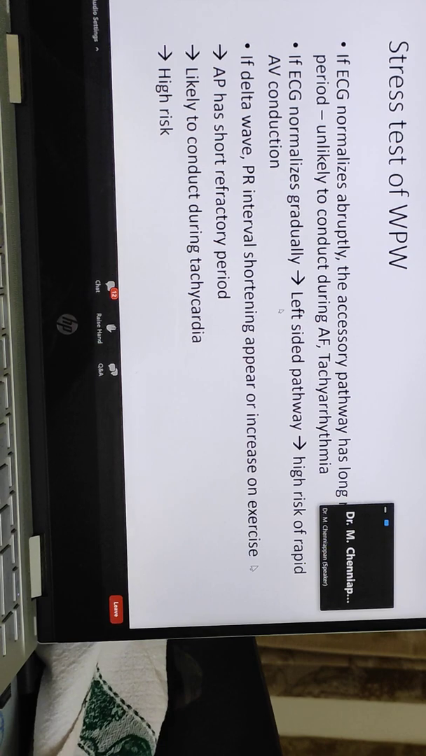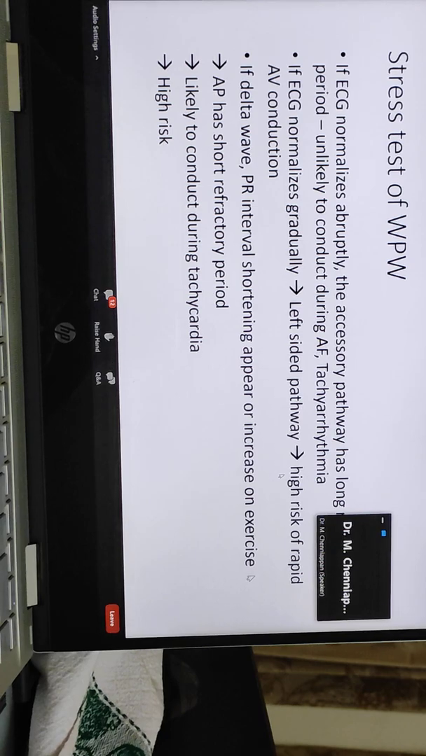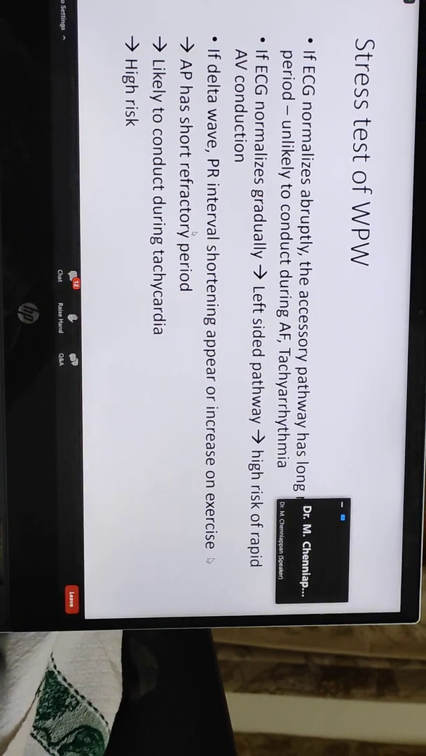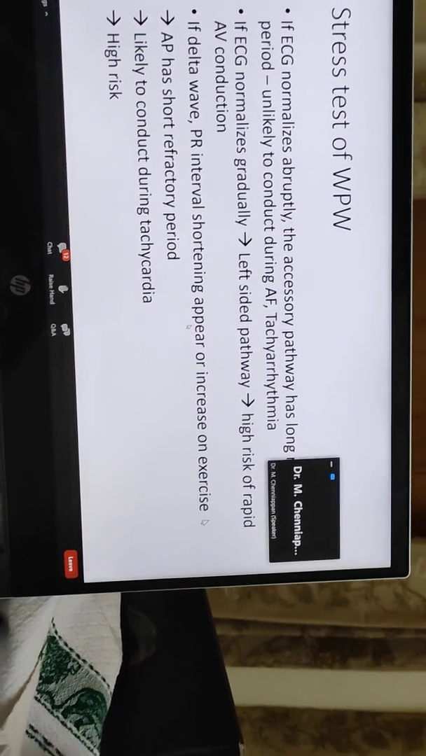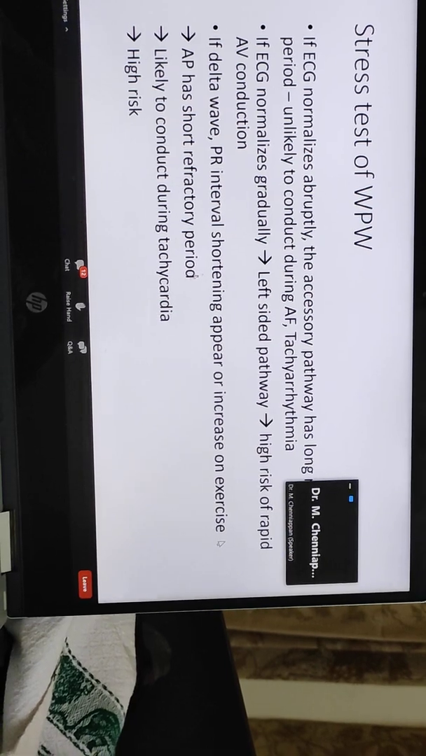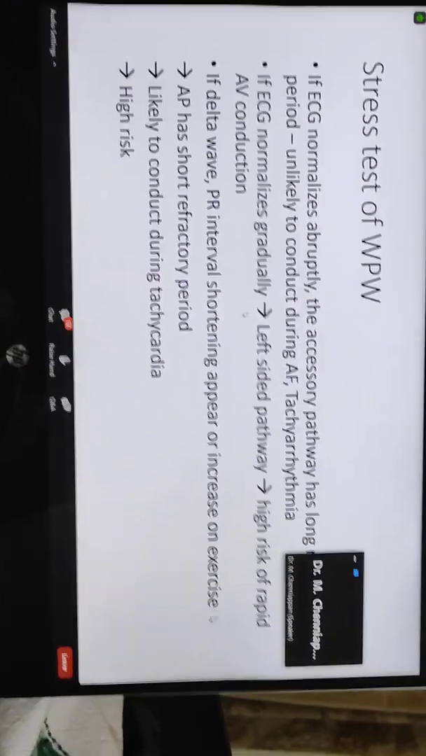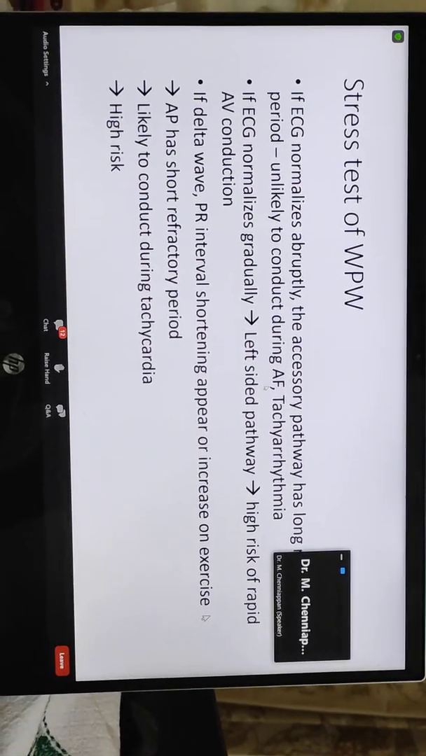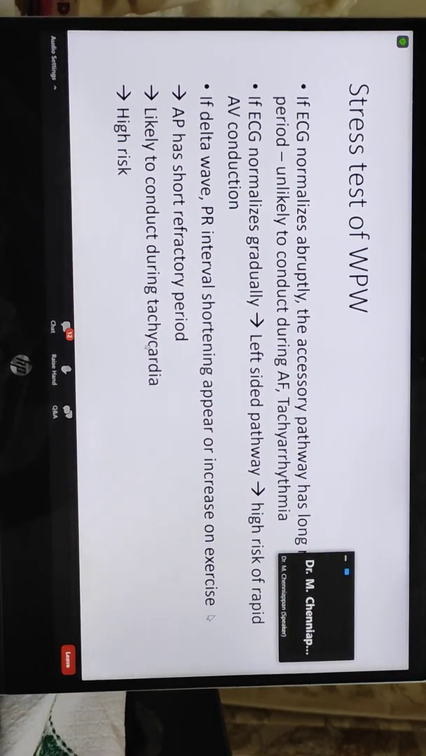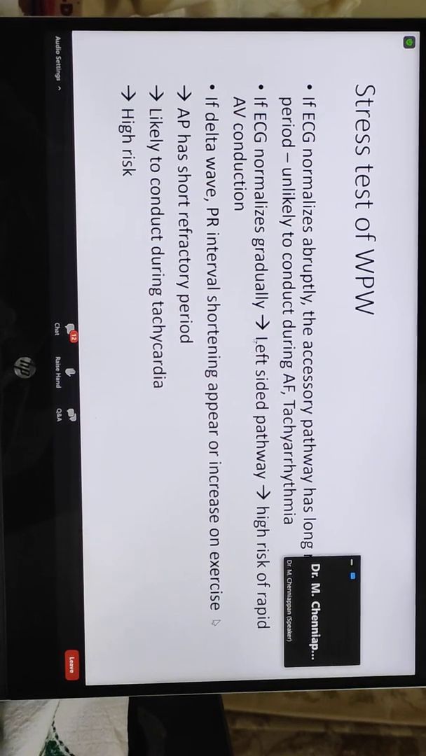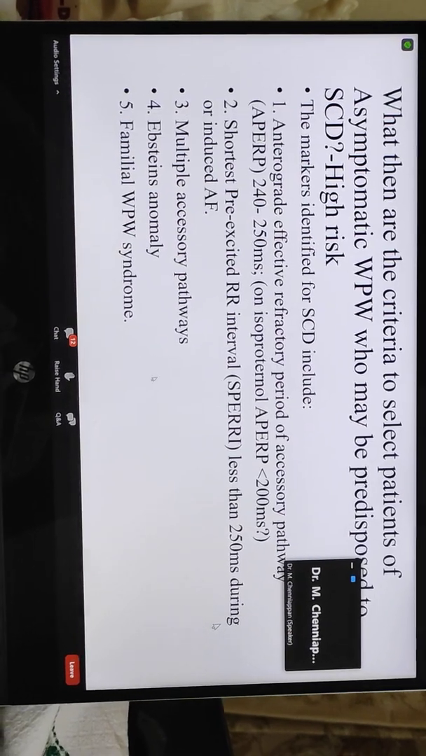In contrast, if the delta wave and the PR interval persist throughout the tachycardia, or when you have a normal ECG and during the tachycardia the PR interval starts getting shorter and the delta wave appears, it tells you that the accessory pathway refractory period is very, very short. That tells us that during tachyarrhythmias such as AF, this accessory pathway is going to conduct antegradely to the ventricles, resulting in a fast ventricular response. This is a very dangerous accessory pathway which has to be radiofrequency ablated.